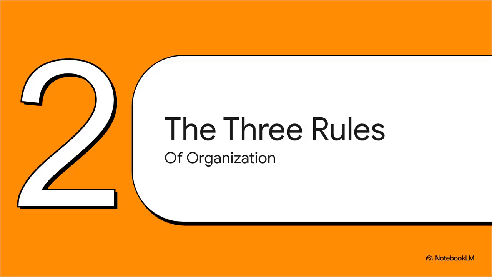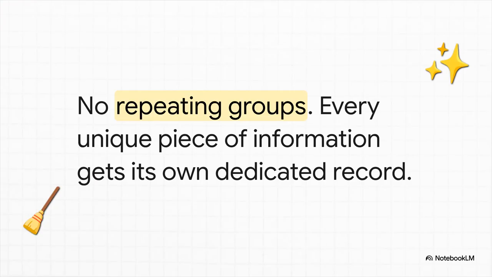Okay, so how do we actually do this? Well, you can think of it like organizing a house. There are basically 3 simple rules we need to follow to get everything in its proper place. Let's break them down. Rule number 1 is the big one. No repeating groups. This is the no junk drawers rule. Every single unique piece of information gets its own dedicated row. You can't just cram a bunch of different things into one cell and call it a day.